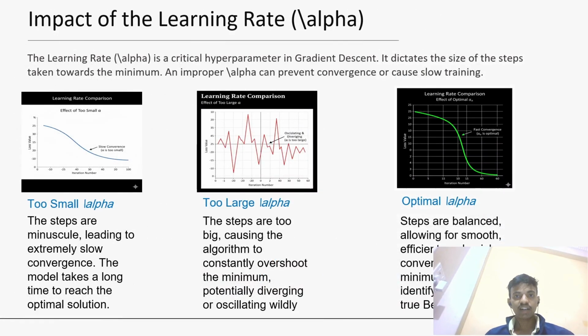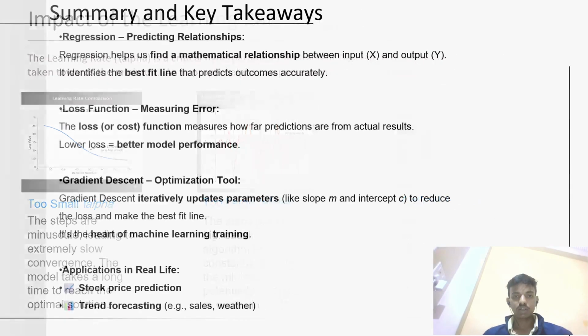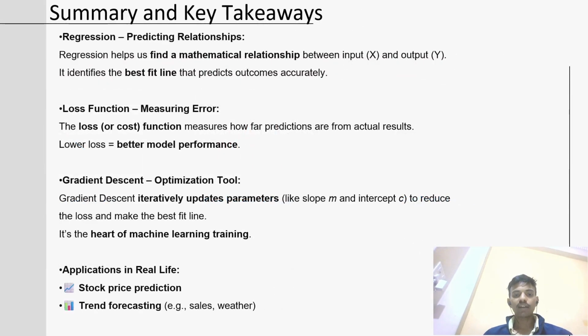Then the impact of the learning rate, that's alpha. It is denoted by alpha. It controls how big the parameter updates are in each step. If alpha is too small, convergence becomes very slow. If it is too large, it might overshoot the minimum and fail to converge.